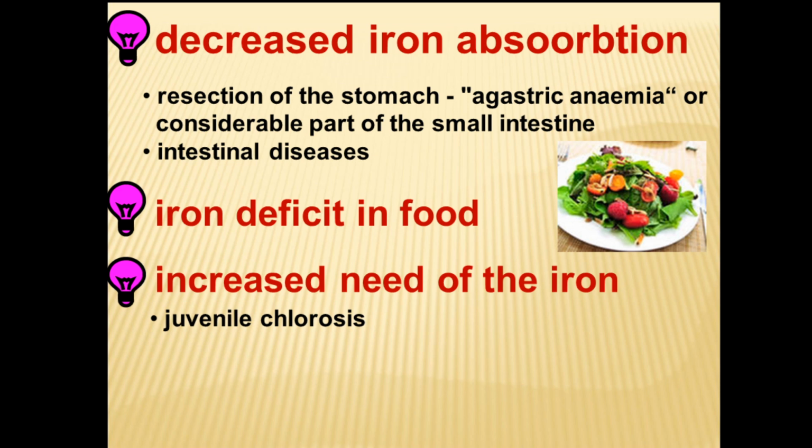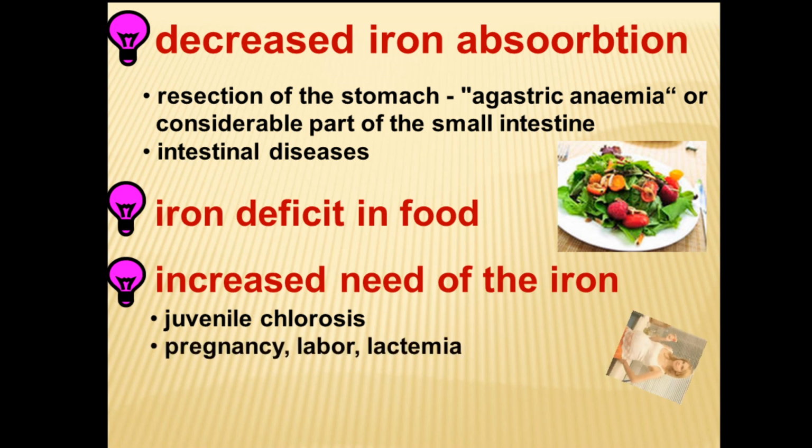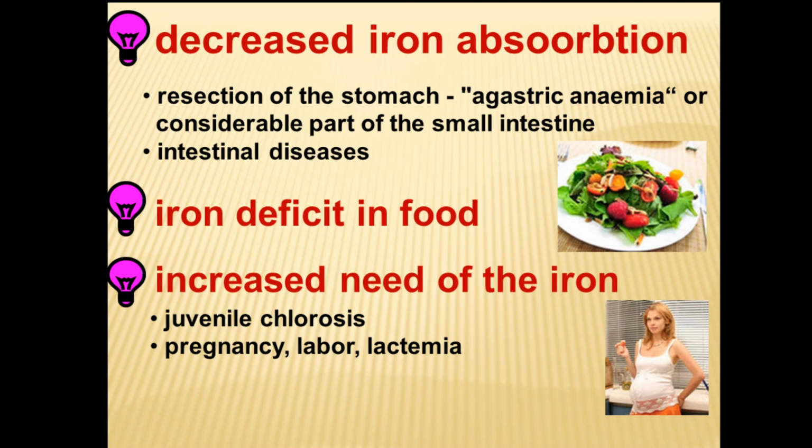We must remember about some periods when the need for iron increases, and first of all, it is a younger period. We must remember about juvenile chlorosis, iron deficiency anemia, which appears in a younger woman when the menstrual cycle started early, at 11, 12 years, when a woman's organism is not prepared for constant loss of blood, especially if the time and amount of menstrual blood are significant.